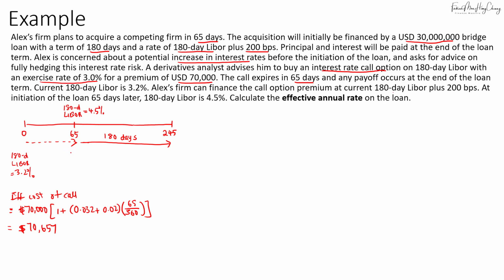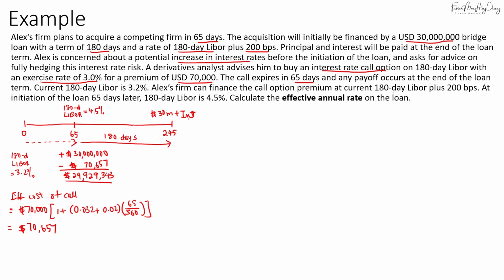So in this case, the initial proceeds: on day 65, you will take the loan, so there will be an inflow of 30 million, and then there will be an outflow where you have to pay the effective cost of the call, that's 70,657. So the initial proceeds here will be 29,929,343. Effectively, this is how much Alex's firm will get on day 65. On day 245, they have to pay back the principal, which is the $30 million, plus the interest.